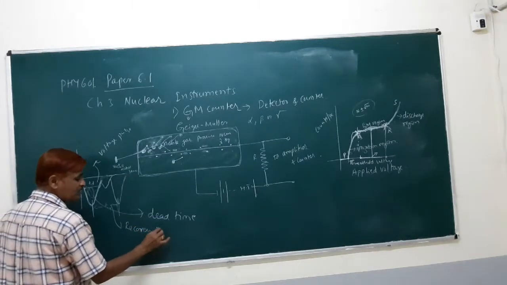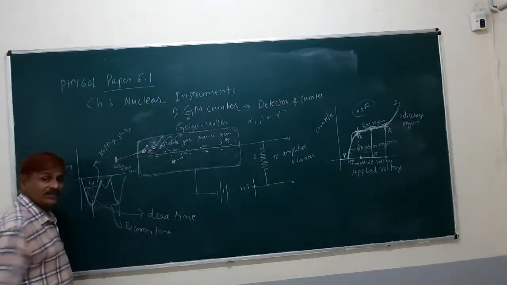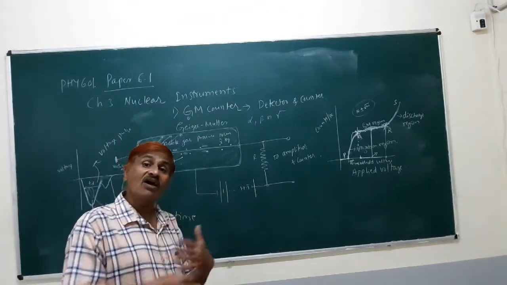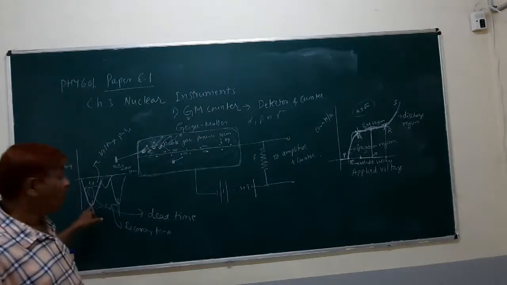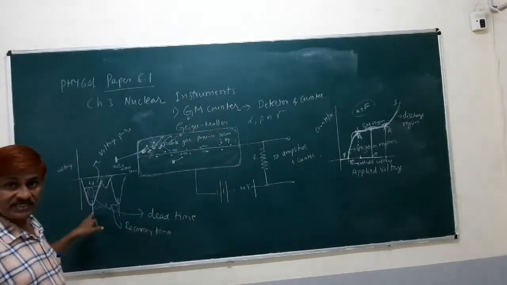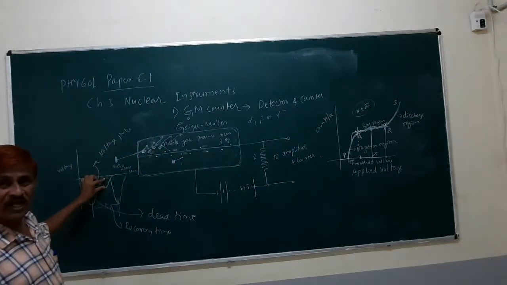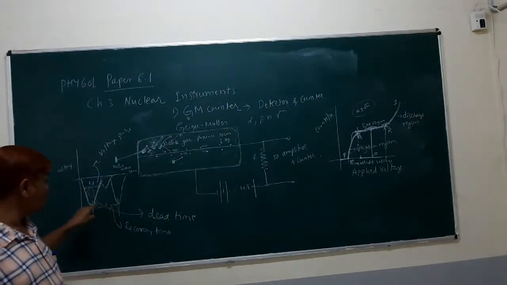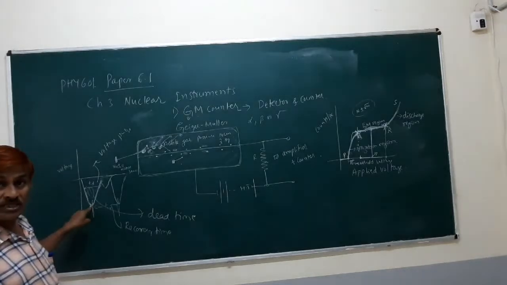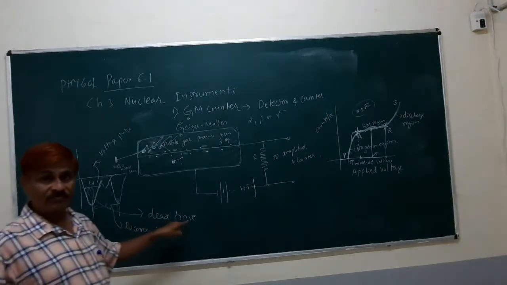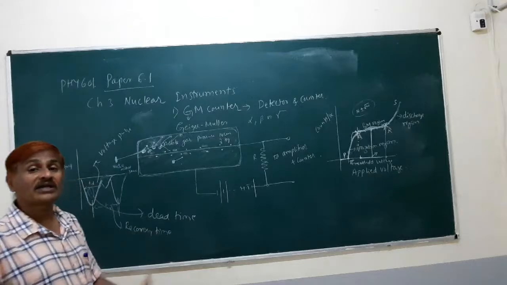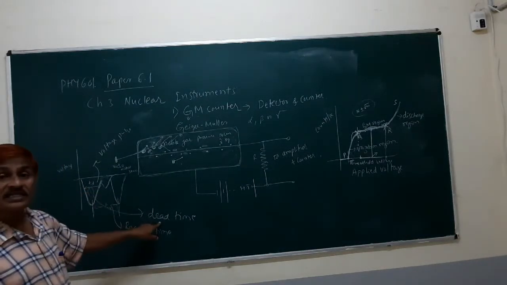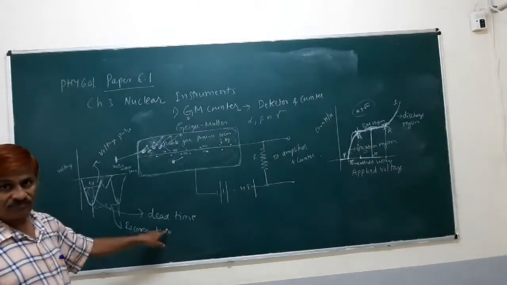Recovery time is the time taken by the GM counter to produce pulses of the same height. Here we are getting pulses of small height. Those are not counted actually. These are the voltage pulses which are counted. That is called recovery time. It is inactive during this time.